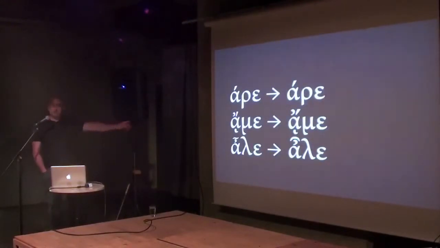We also changed completely the shape of the Greek perispomeni, which looks like a tilde on the bottom left example, but it looks like a semicircle on the bottom right.